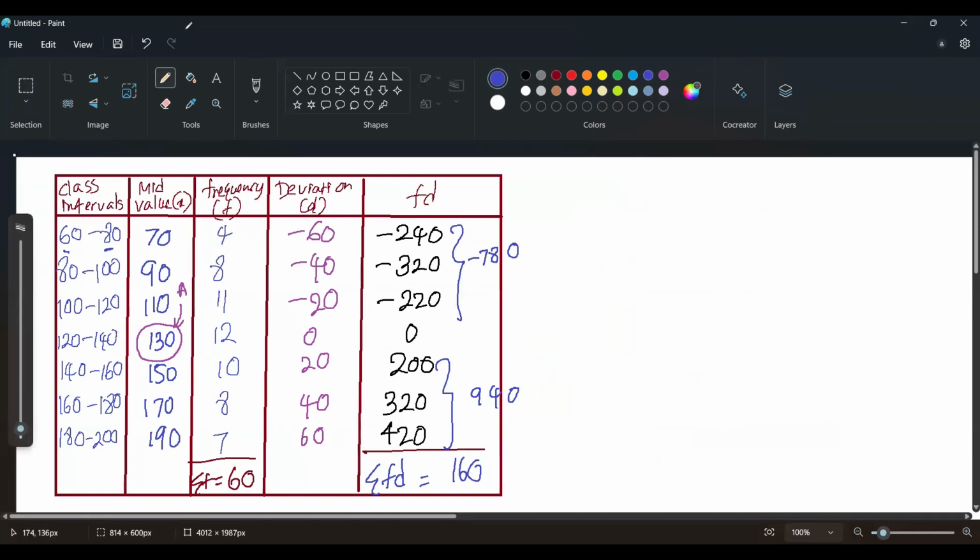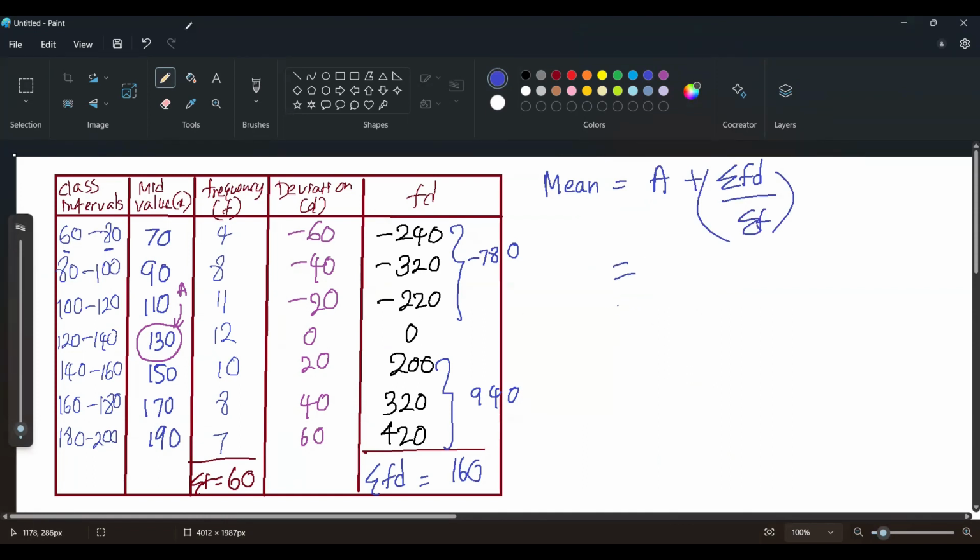Okay. Now, tell me, according to that one, what should be the mean? What is the mean equation? Mean is equal to what? Assumed mean plus sigma FD divided by sigma F. You have to remember this equation. They will not give us this equation anytime.